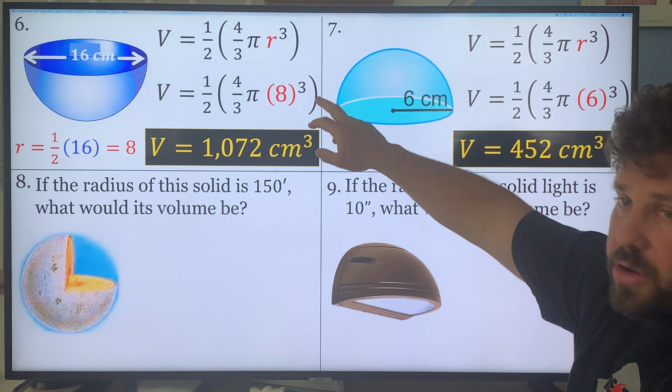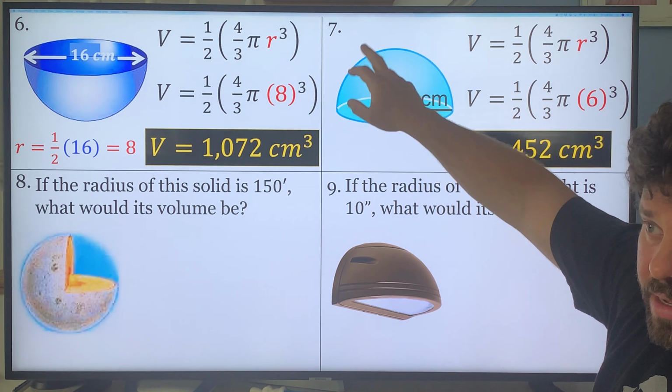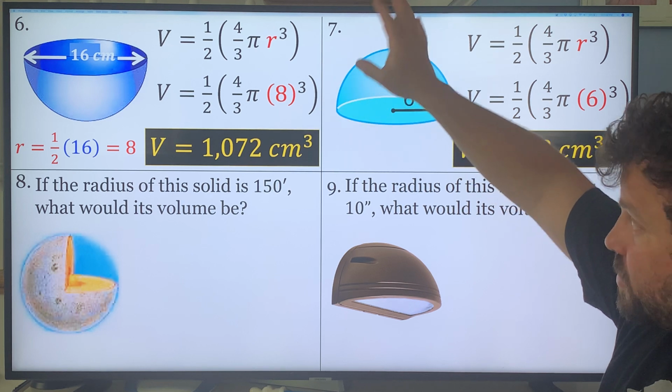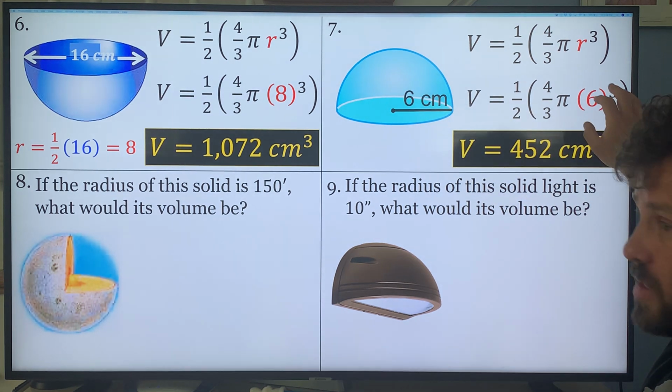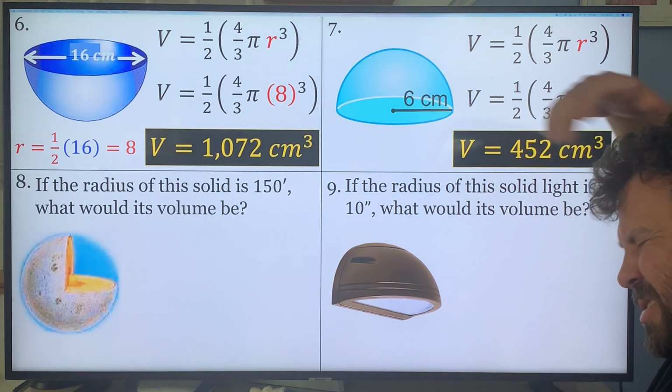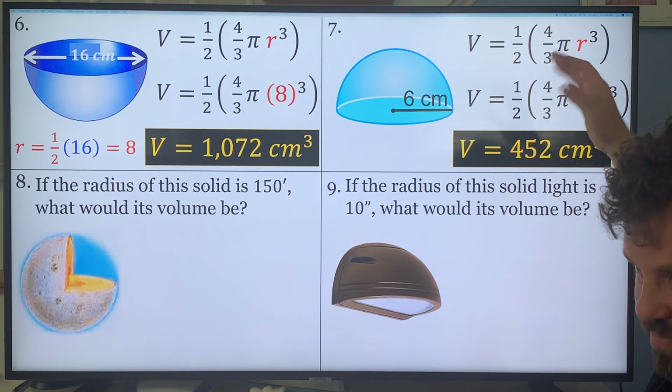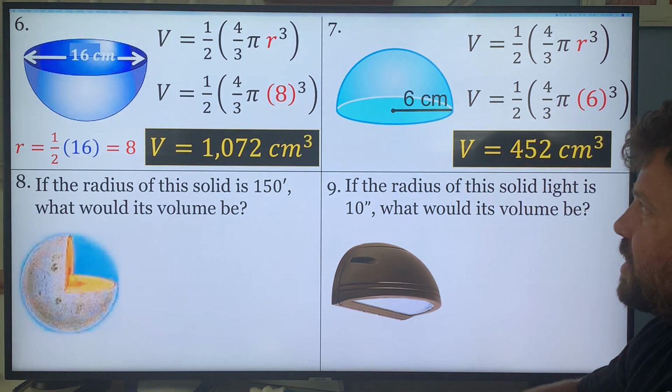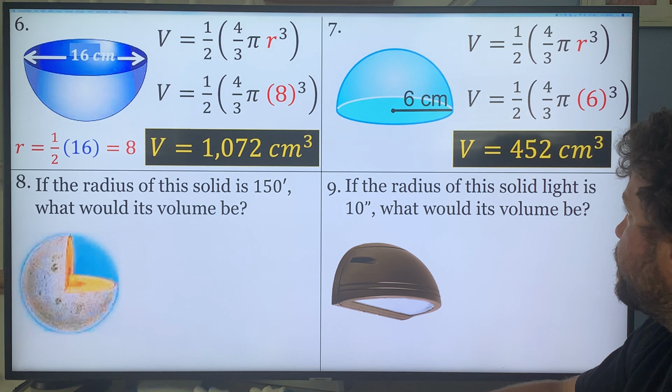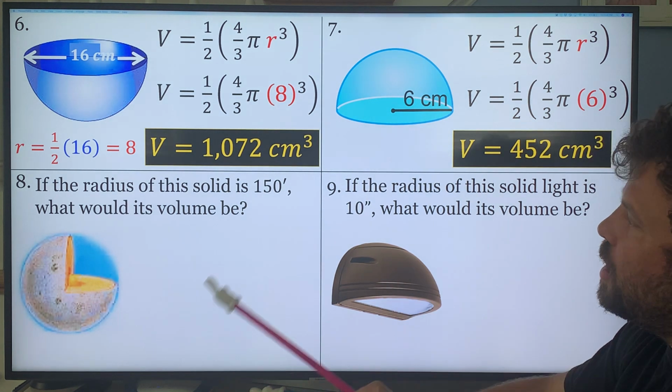Because 8 cubed is 8 times 8, which is 64, times 8, which is almost 500. 6 cubed is 6 times 6, which is 36, times another 6, which is like 200. So this is almost twice as much. Got it? That's why this is twice as much.